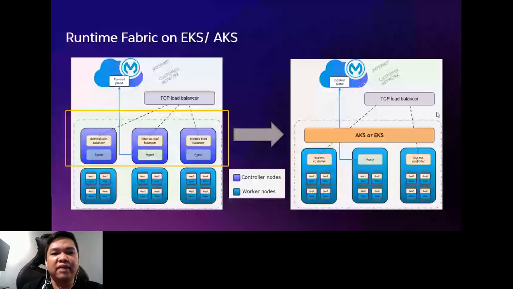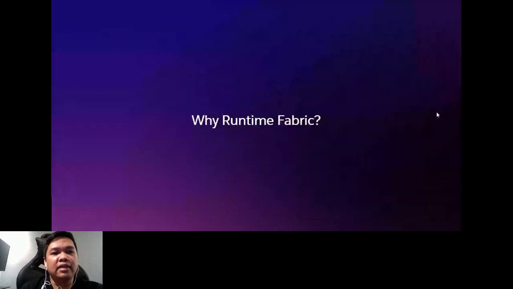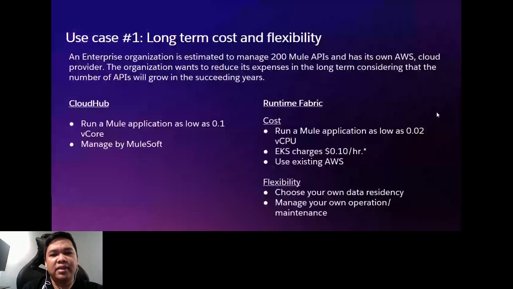So why Runtime Fabric? Maybe many of you are wondering why you would go to Runtime Fabric, and when you should consider moving to it. To give you an idea, I'll share some use cases. The first use case is long-term cost and flexibility. Here we have an enterprise organization estimated to manage 200 million APIs, with AWS as its cloud provider. The organization wants to reduce its expenses in the long term, considering that the number of APIs will grow in the succeeding years. 200 million APIs is a lot, and imagine the money. It's really expensive.